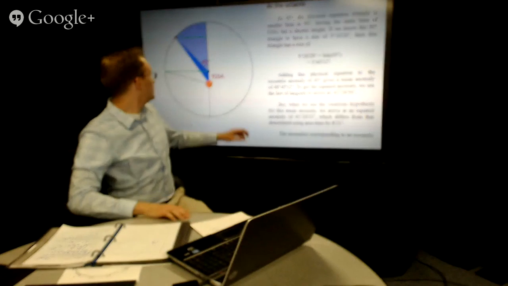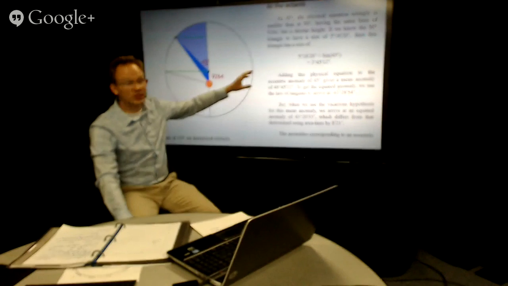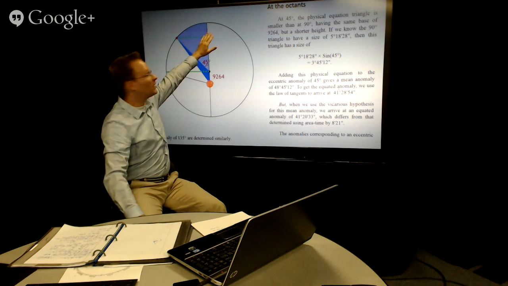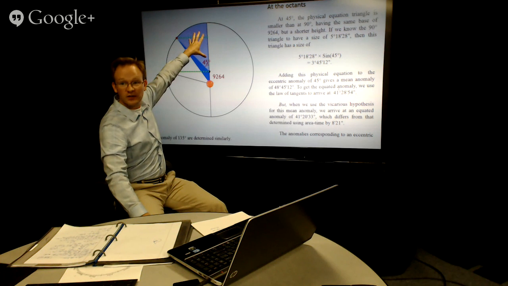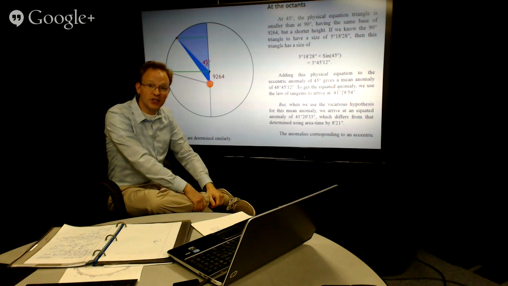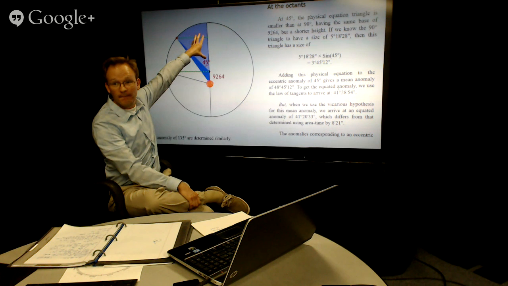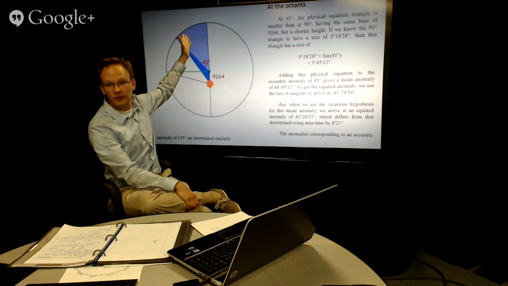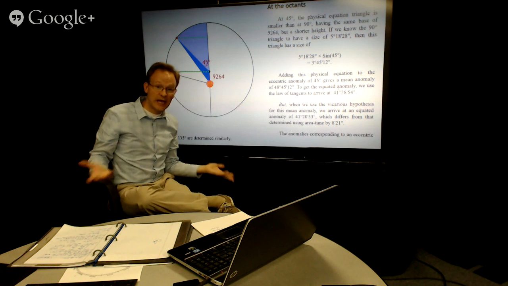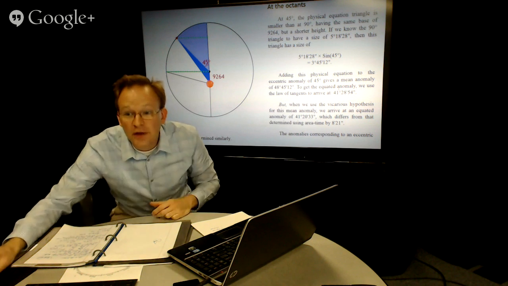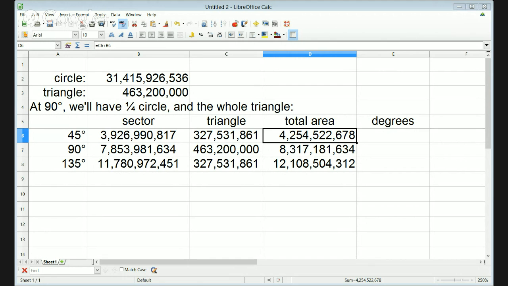If you go to the view of me instead of the worksheet now, the area that the planet sweeps out from the sun is composed of this circular sector here, which is 1/8 of the circle, and the area of this triangle. So in the spreadsheet we were adding 1/8 of the area of the circle and the area of this triangle, and we got a total area of 4,254,000,000.